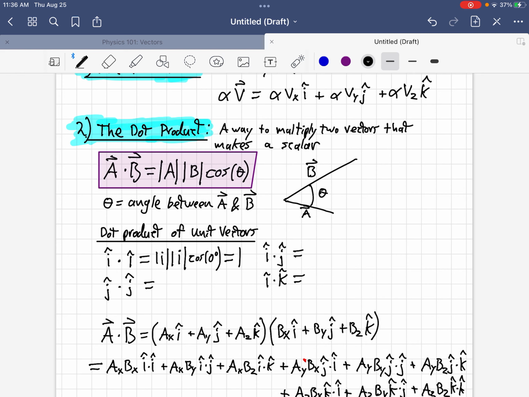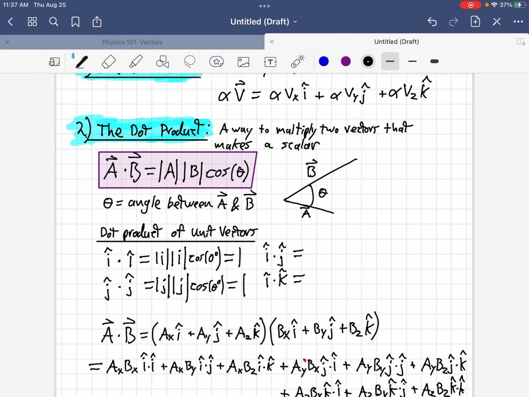And you could do the same thing with j. The dot product of j times j: j dot j, magnitude of j, which is 1, times the magnitude of j, which is 1, times the cosine of the angle between them. Well, there is no angle between them because they're pointing in the same direction, so that equals 1.